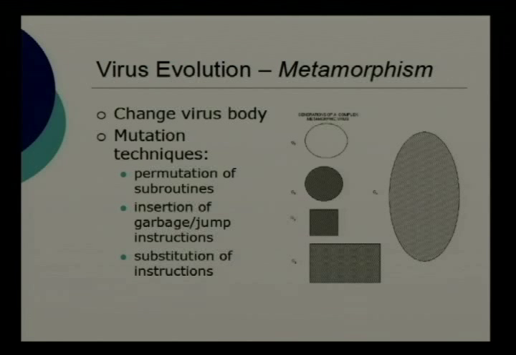So in a sense, one way you can think of it is you're trying to change the shape of the virus or worm each time it mutates. And what sort of techniques would you use? Well, you can think of lots of different things. I just list a couple things here that are commonly used. Okay, so that's just kind of a hand-waving introduction.